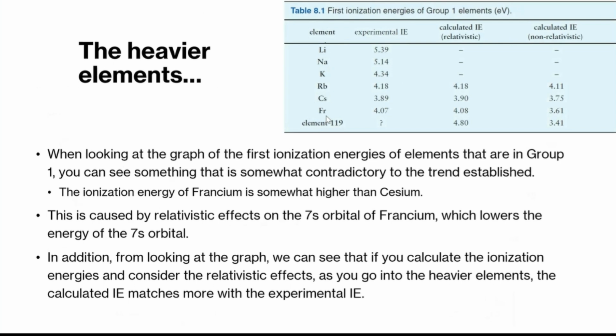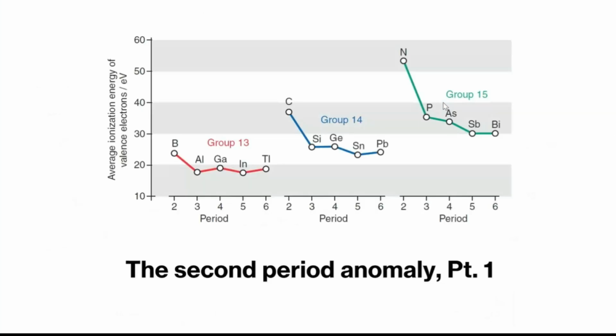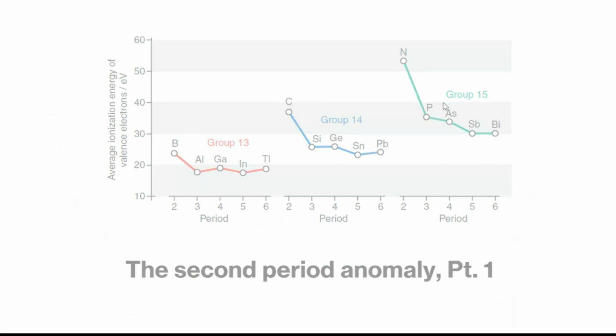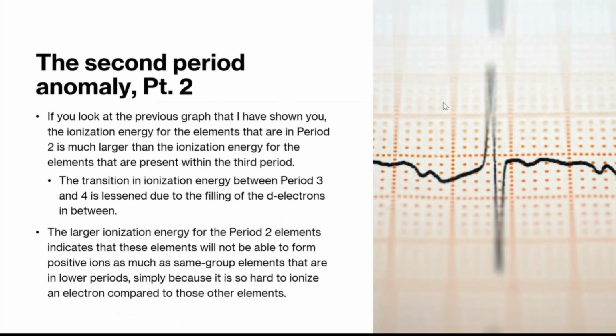And in addition, from looking at the graph, you can see that if you calculate the ionization energies and consider relativistic effects, as you go into the heavier elements, those calculated ionization energies will match the experimental ionization energies. So you have to calculate those relativistic effects, especially once you reach the heavier elements. Anyways, we have another second period anomaly, so we're going to have to look at that.